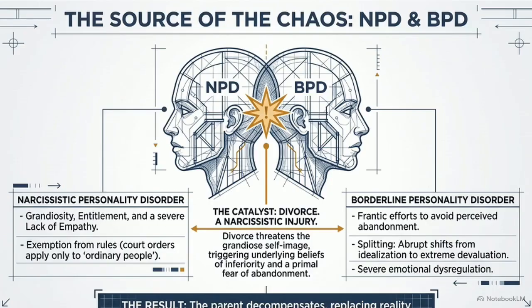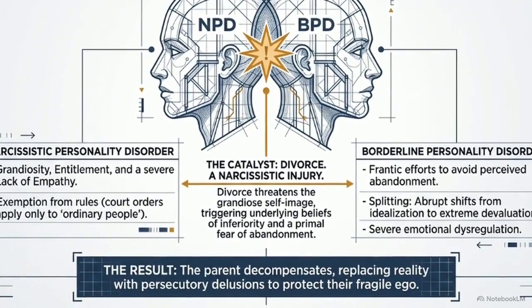This diagram illustrates the courtroom chaos. Divorce acts as a narcissistic injury, threatening the grandiose self-image of the high-conflict parent, triggering deep inferiority and a fear of abandonment. Standard legal defenses fail against these persecutory delusions.